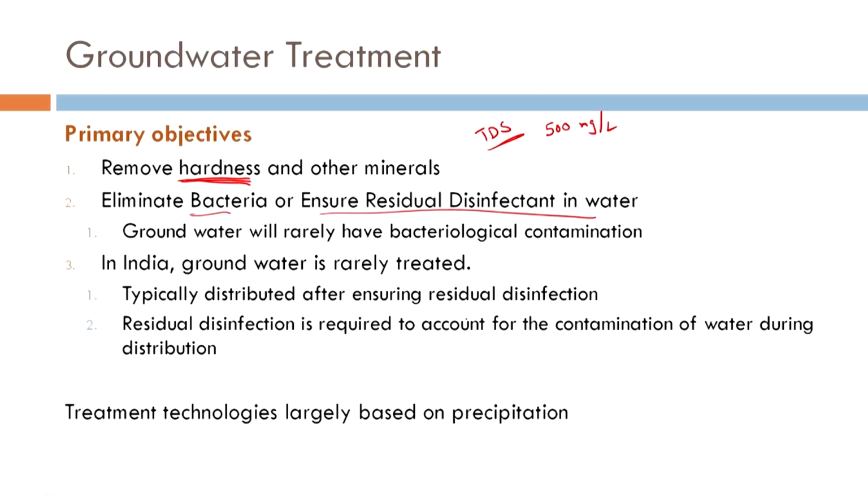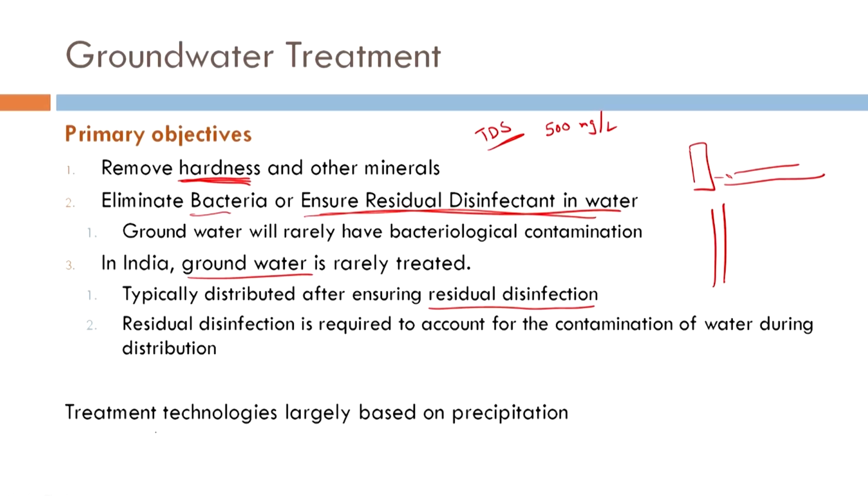But if it is water treatment plants, for example in Mathura and Agra, they pump water from deep municipal borewells, and that is where obviously they have to ensure disinfection, because after pumping out and treating, they have to send the water out over long distances. But in general in India groundwater is rarely treated, typically distributed after ensuring just some level of residual chlorine or disinfectant.